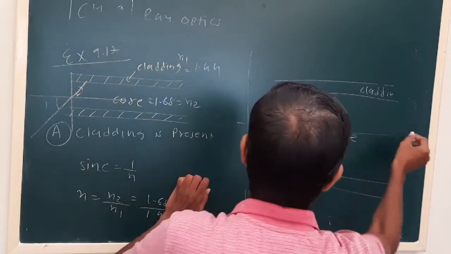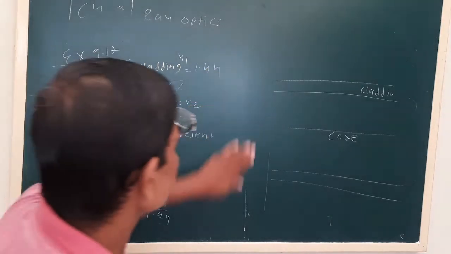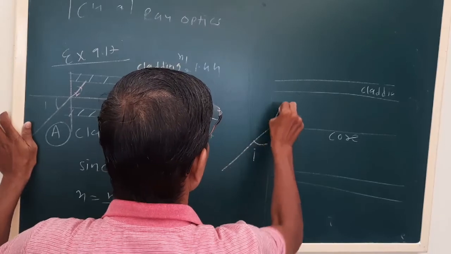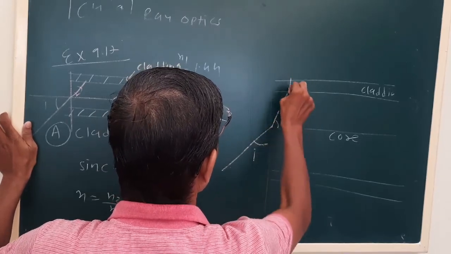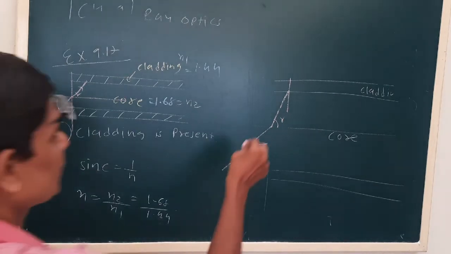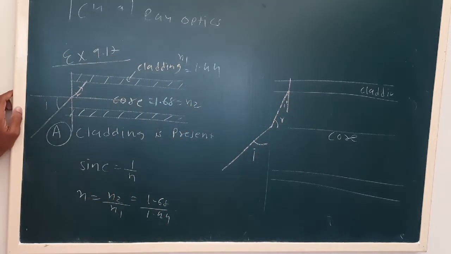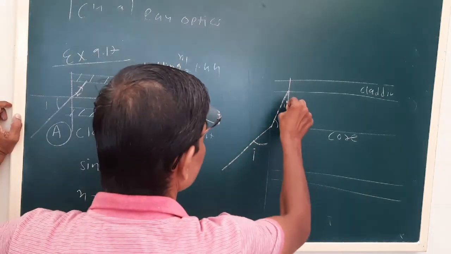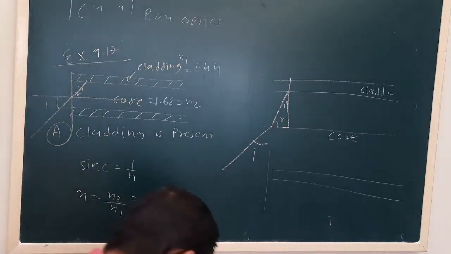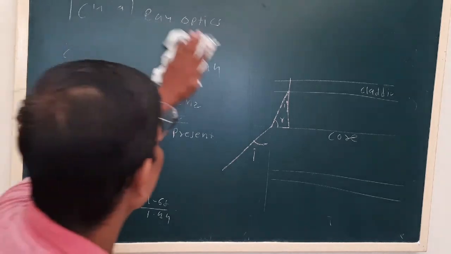Now see, these are axes. This will be R. Now this angle I dash is the angle of incidence for the cladding. From that we know this is a right angle triangle, so I dash plus R should be 90 degrees. So we have to calculate the maximum angle of refraction.